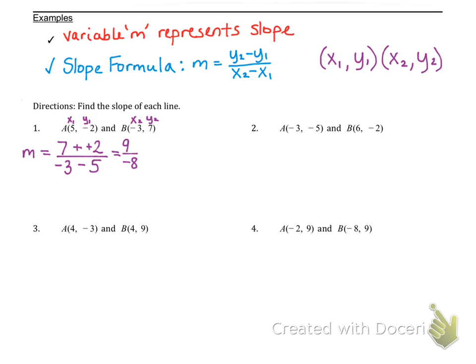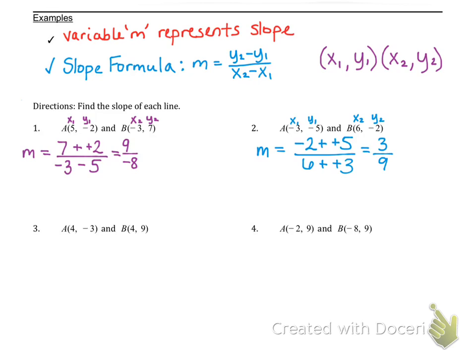Number 2, again, first I'm going to label x1, y1, and x2, y2. So I'm going to say my slope is equal to y2, which is negative 2, minus y1, which is negative 5, over 6 minus my x1, which is a negative 3. So these two negatives turn into a positive, so now we're adding. So negative 2 plus 5 is 3, and 6 plus 3 is 9.